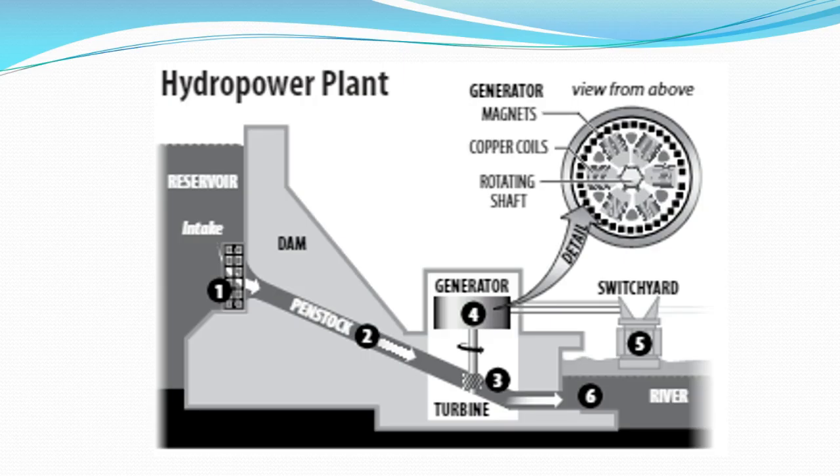As we go through, we have a diagram here. The water starts in the reservoir at number 1. When it's open, the water travels through the penstock, going from gravitational energy to kinetic energy. It spins a copper coil and magnet in the generator, generating electricity. So we've gone from gravitational to kinetic to electrical energy.